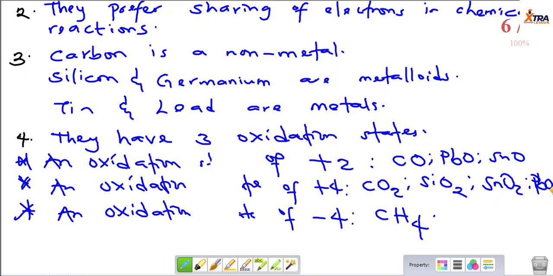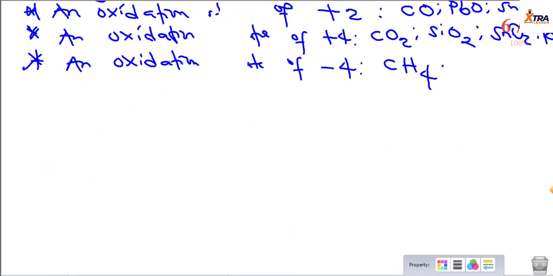The oxide, because the superior member has non-metals, the middle metalloids, and the bottom pure metals, right? They have different oxides.